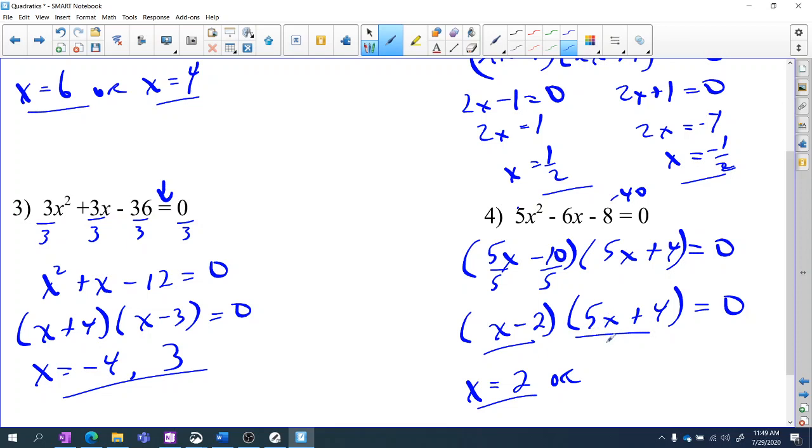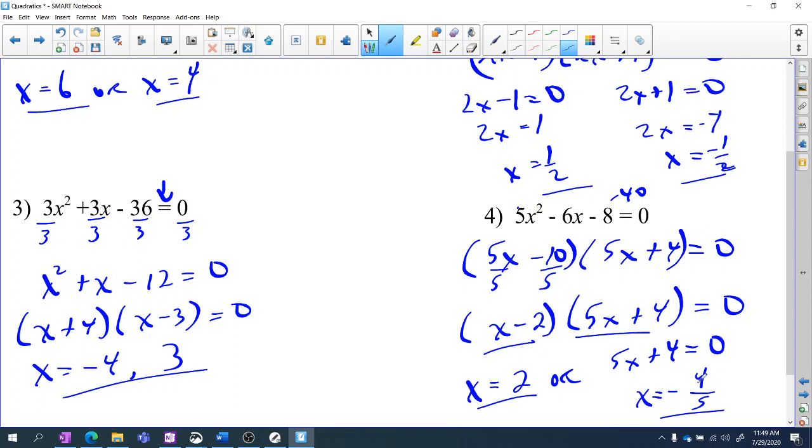Now, if you still can't do them in your head, you'd write it out. But if you can, even in your head, start thinking, what I'm trying to figure out is what would make 5x plus 4 equal to 0. Then think the 4 is going to move over and become negative 4, and then you're going to divide by the number in front. x has got to be negative 4/5. There's my other possibility.